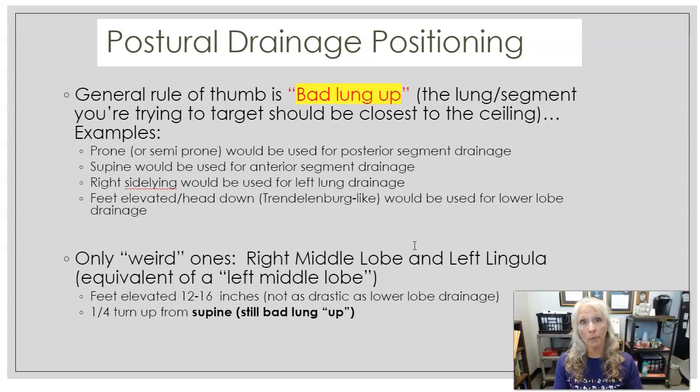Especially basilar lobes, you always have the feet up, that good 18 to 20 inches for the basilar lobes. There are a couple of weird ones, and the weird ones are the right middle lobe and the left lingular lobe. Of course, those are the weird ones anyway, and that would be the feet elevated 12 to 16 inches, and you would be a quarter turn off of supine with the bad lung still up to drain those segments.